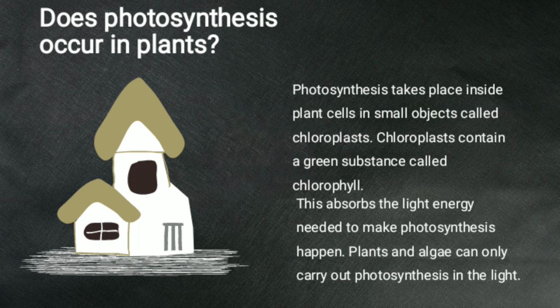So where does photosynthesis occur in plants? Photosynthesis takes place inside plant cells in small objects called chloroplasts. Chloroplasts contain a green substance called chlorophyll. This absorbs the light energy needed to make photosynthesis happen. So plants and algae can only carry out photosynthesis in the light.